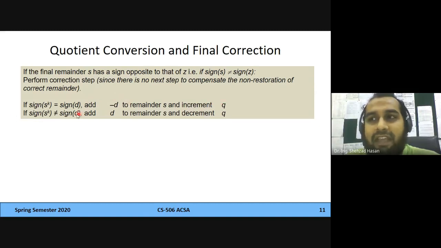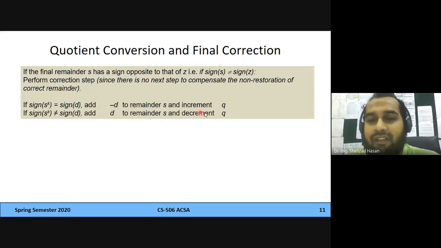Okay, if their signs are not matching, how can you change the sign of the remainder in that case? If this is positive and this is negative, and their signs are not matching, and you need to make this negative, what you can do is add this value to it so that it becomes negative, right?